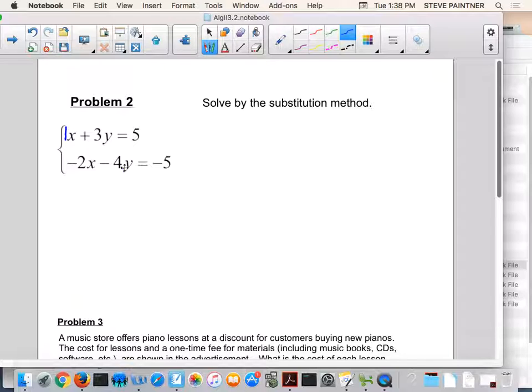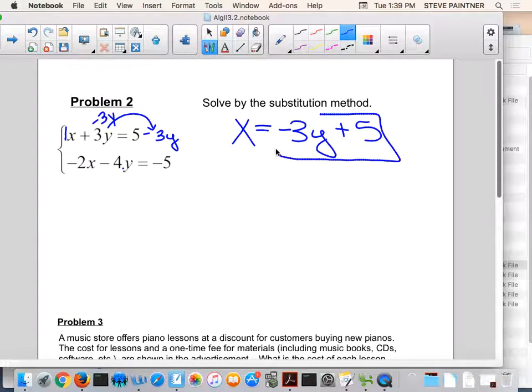Okay, so get rid of the 3y. Jump the fence. Put it over there. How? Subtract 3y. Okay. So it would be this, wouldn't it? X equals. Isn't that it? Home. Call it home.